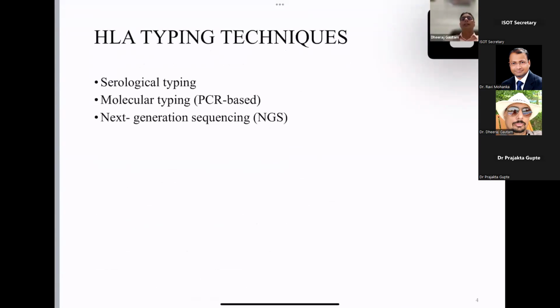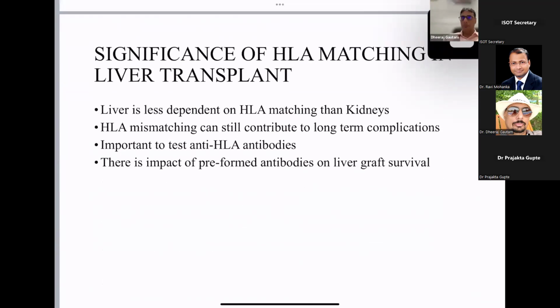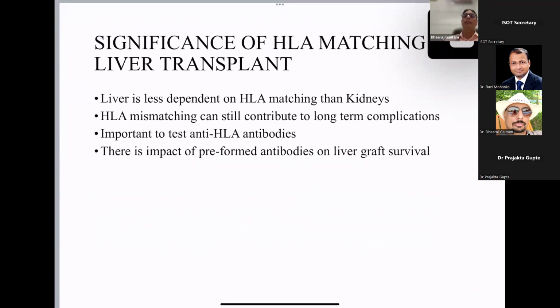Typing can be done by serological typing or by molecular typing, and the latest is by next generation sequencing. Then what is the significance of HLA matching in liver transplant? Unlike kidneys, the liver is less dependent on HLA matching. So we have more challenge in kidney rather than the liver. However, we have to do the cross match of the liver also.